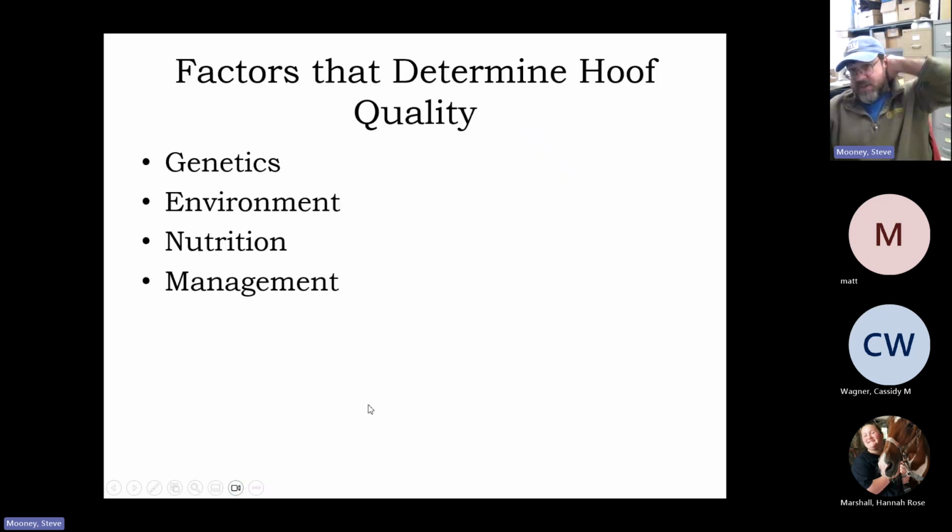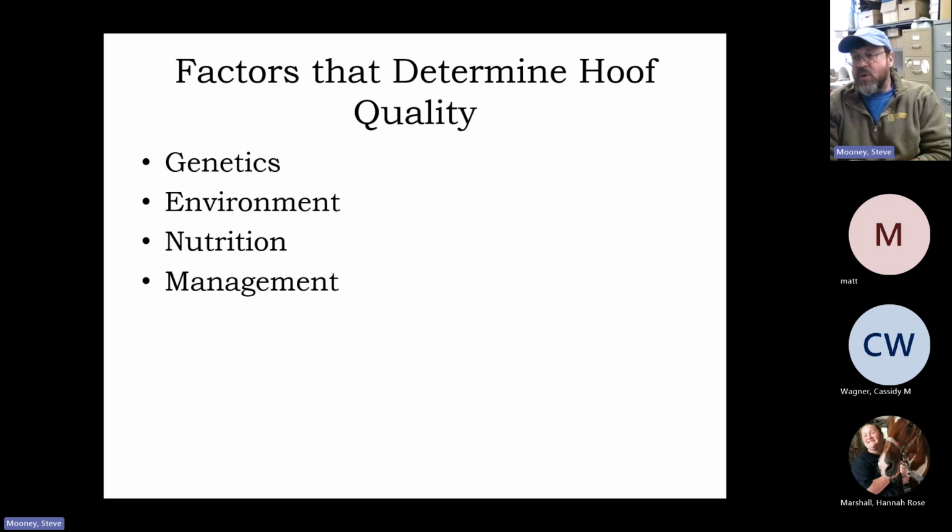So factors that'll determine hoof quality: certainly the genetics of the animal. How thick or how well does that animal create hoof? Is she better or worse than another genetic line? The environment is going to influence the quality.